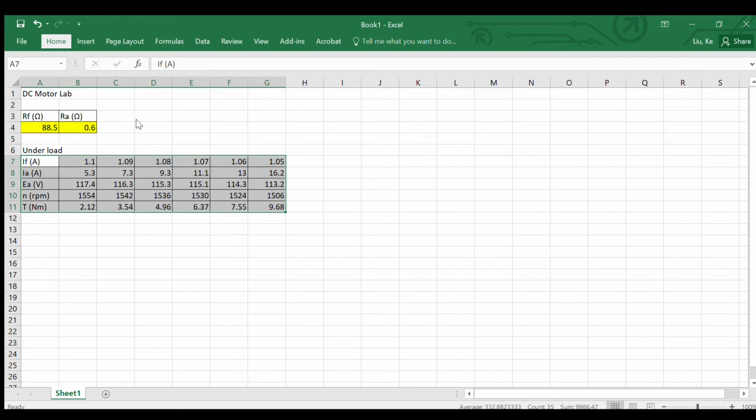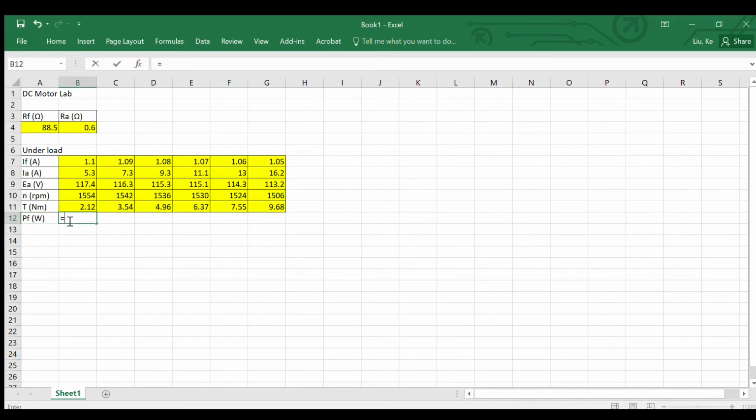Now I'm going to show you how to use Excel to do the calculations. I told you before, don't sit there for 2 hours punching calculators. We have the tools here for us. For example, the first one is the field winding power. Put the unit there.